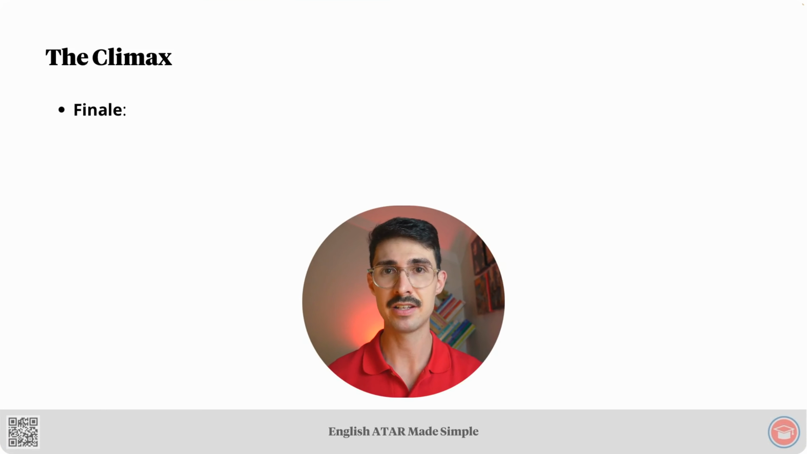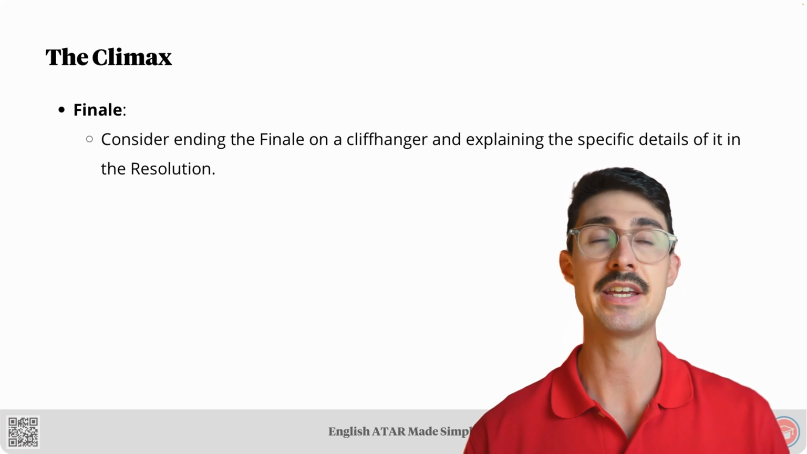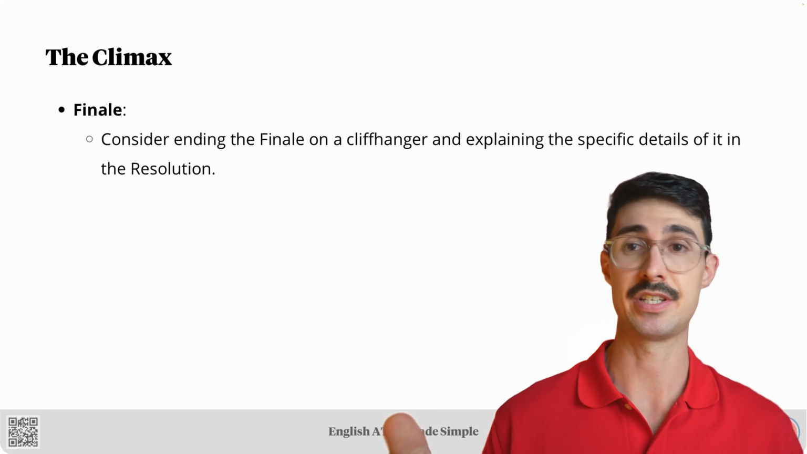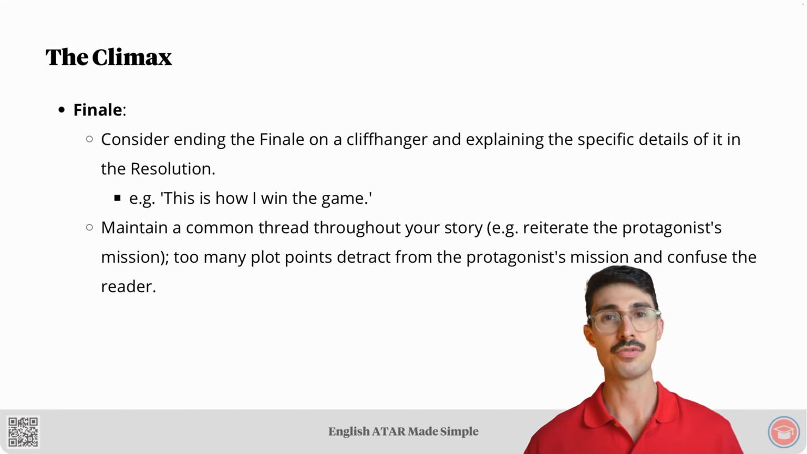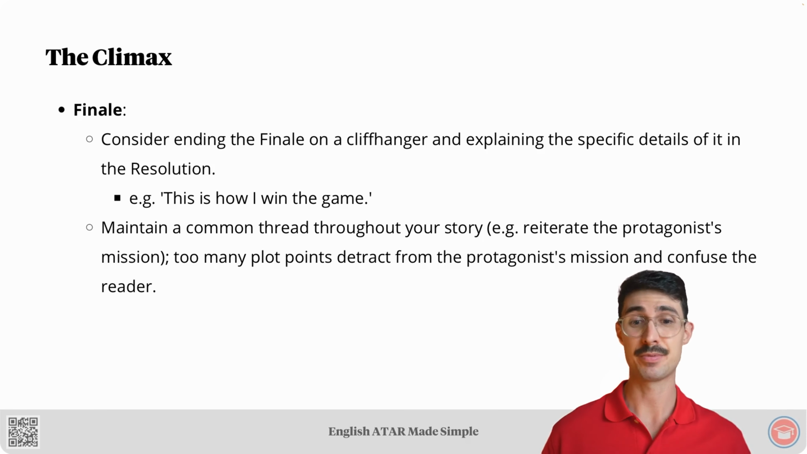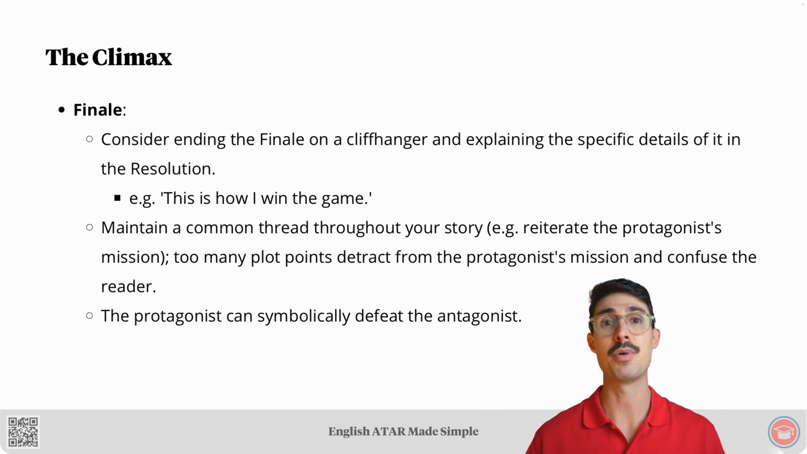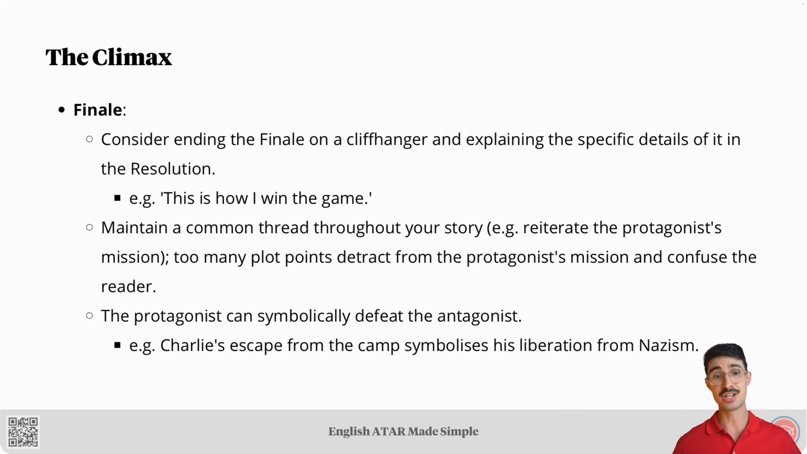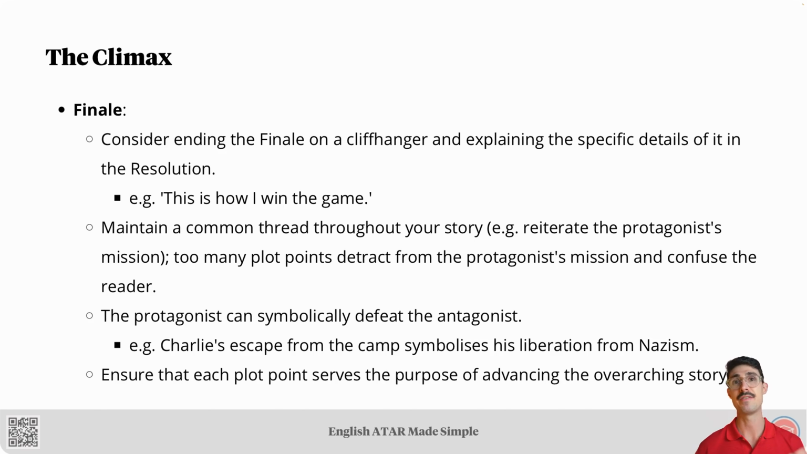Cool. One last section, it's got the one element, which is the finale. One point regarding the finale, consider ending it on a cliffhanger and explaining the specific details of what happened in the resolution section. Example, this is how I win the game. Also, maintain a common thread throughout your story. For example, reiterating the protagonist's mission. Remember that too many plot points detract from the protagonist's mission and also confuse the reader. Another point is bear in mind the protagonist can symbolically defeat the antagonist. Example, Charlie's escape from the concentration camp symbolizes his liberation from Nazism. Finally, ensure that each plot point serves the purpose of advancing the overarching story.